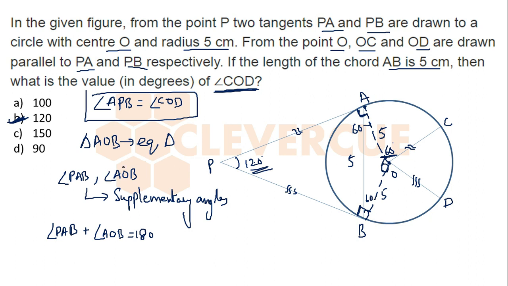I hope you guys understood. So this is the thing which you have to remember. See here, the angle made at the intersection of the tangents, and the angle made by the lines which connect the points where the tangents touch the circle to the center, will be supplementary angles. This is the thing which you have to remember.